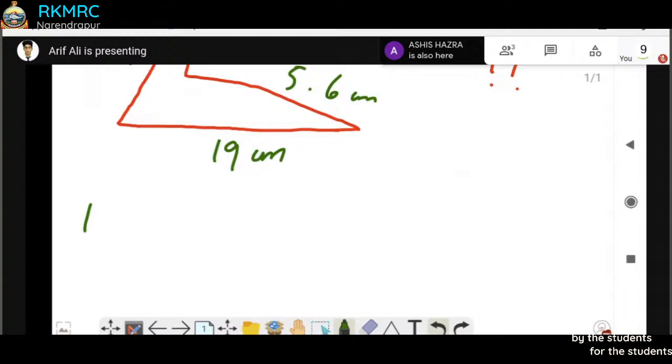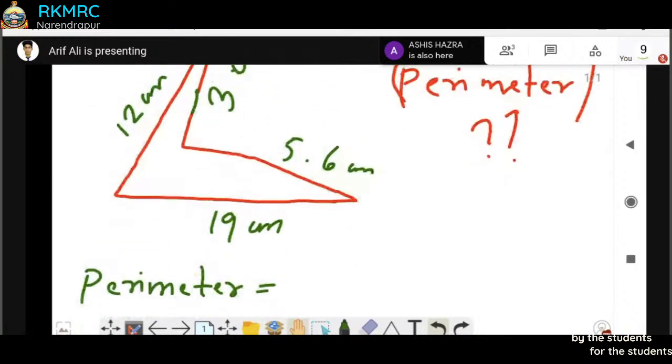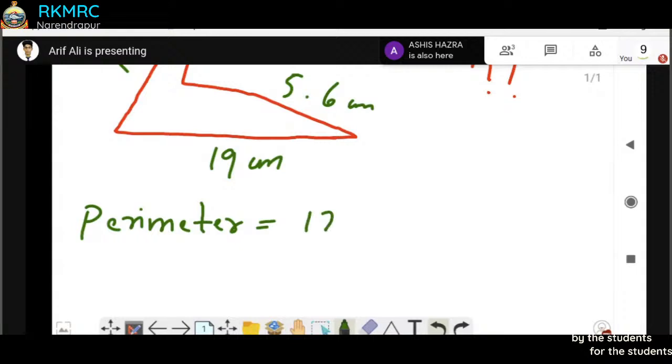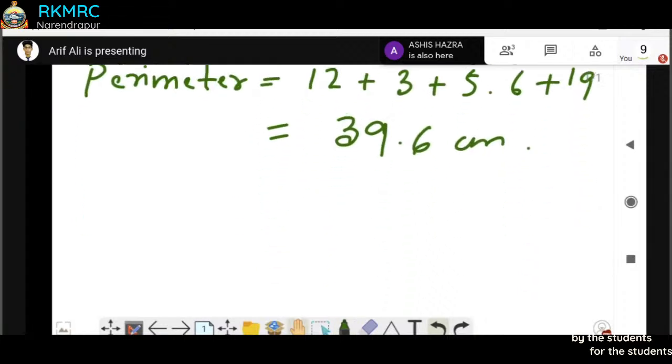So perimeter is 12 plus 3 plus 5.6 plus 19. 15, 20, 39.6. 39.6 centimeter. So I have done almost 5 6 sums on perimeter. Let us check for area.